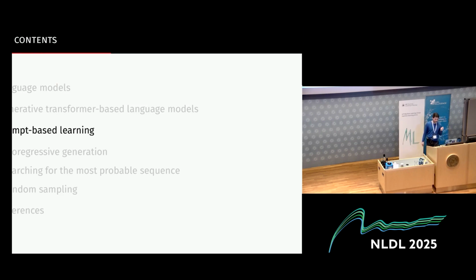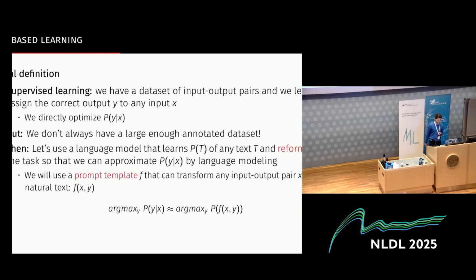So now let's move to prompt-based learning. How does it actually work, that we don't need any annotated data to perform some task? First of all, you already saw what supervised learning is, so let me just reformulate it a bit into this formalism here.